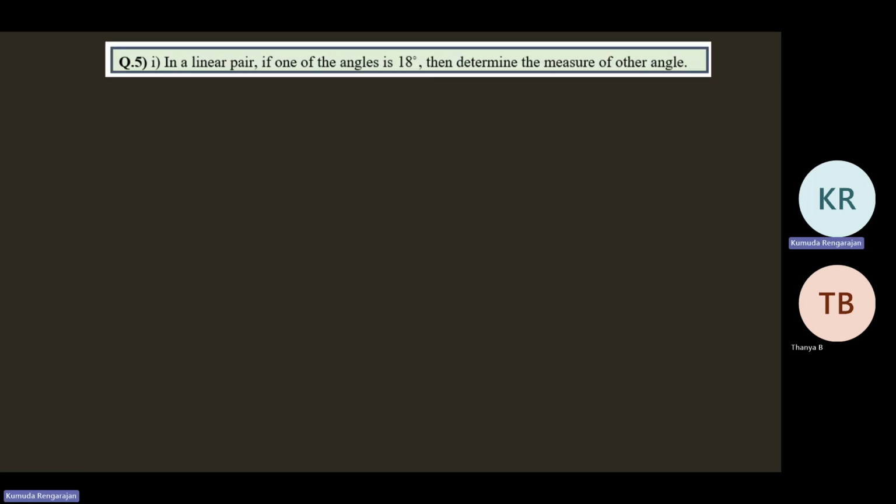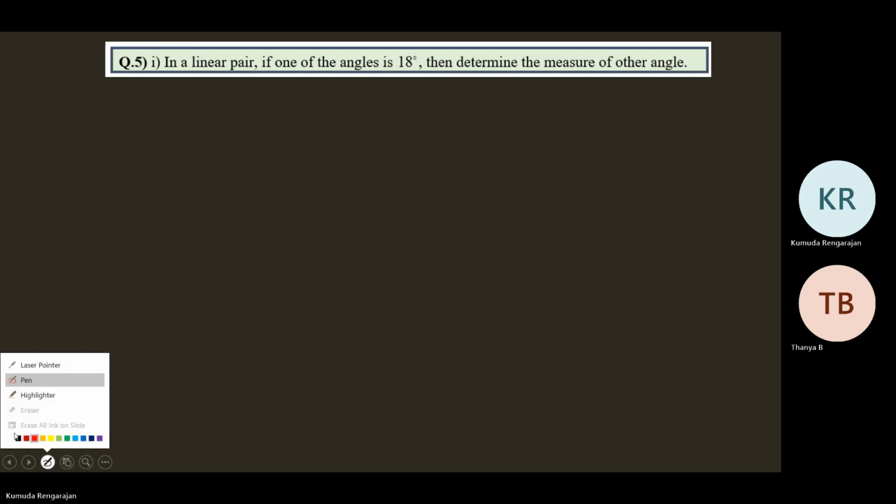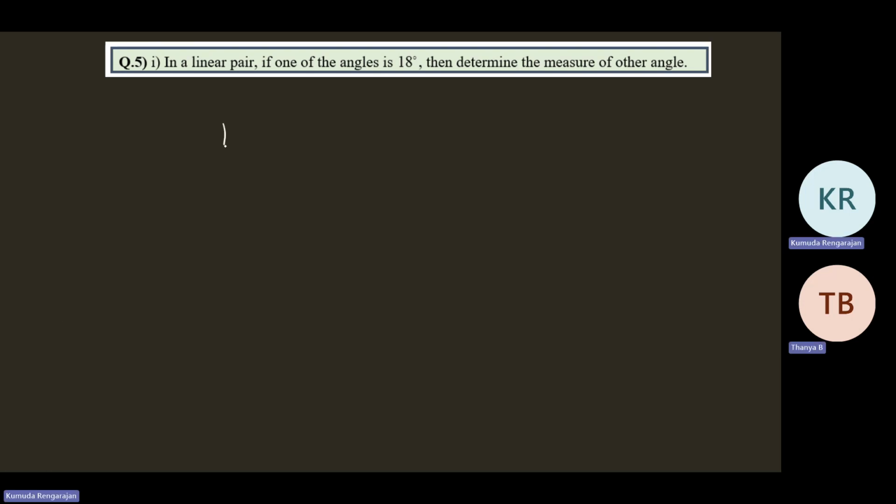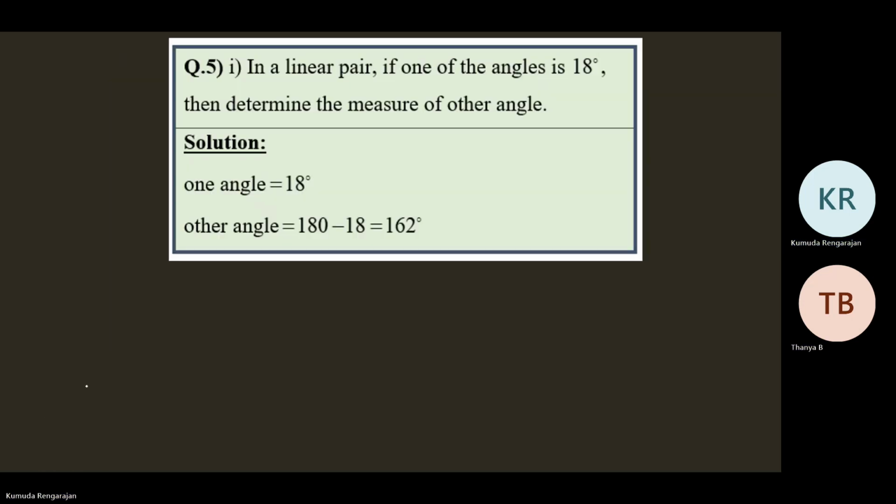In a linear pair, if one of the angles is 18 degrees, then determine the measure of the other angle. In a linear pair, the sum of the two angles is 180 degrees. One of them is 18. So what will be the other angle? 180 minus 18, correct? Yes. So if one angle is 18 degrees, the other angle will be 180 minus 18, which is 162 degrees.